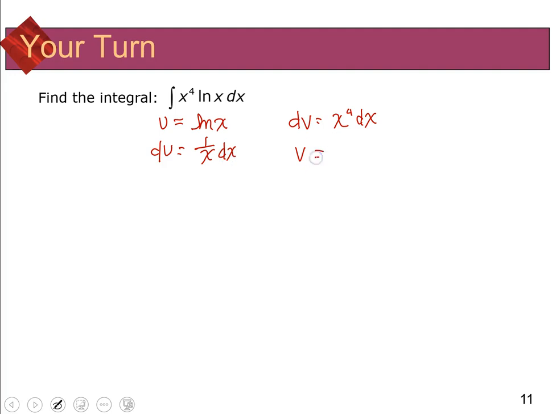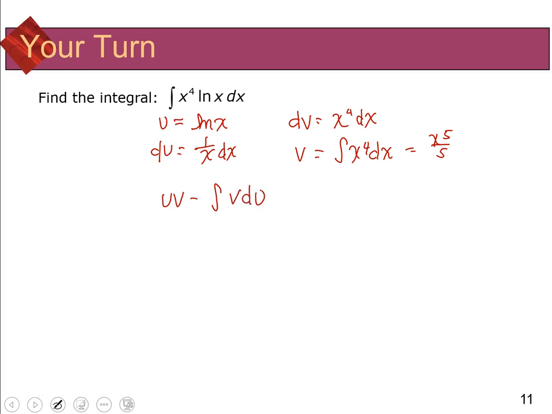When I integrate x to the fourth dx, I get x to the fifth over 5. I don't put the plus c in here because tacking on a plus c at the end is suitable enough when I get to that point. So, with that being said, now I'm going to use the formula uv minus the integral of v du.